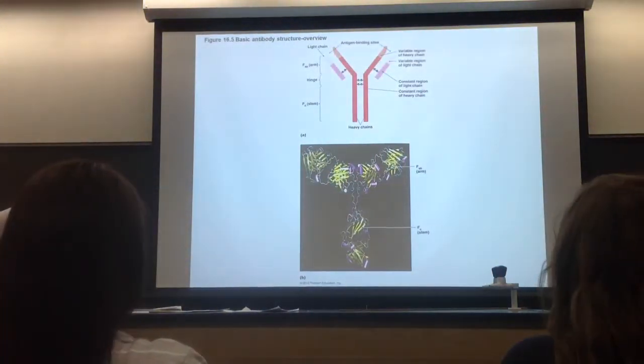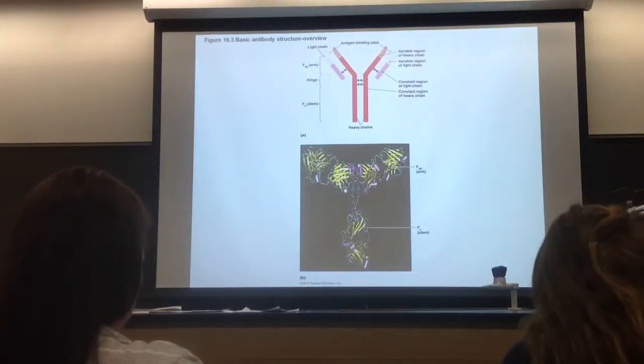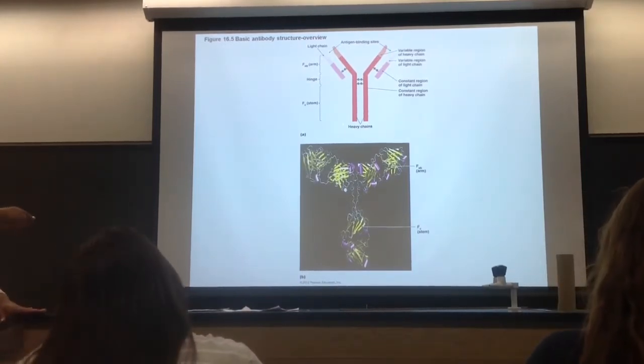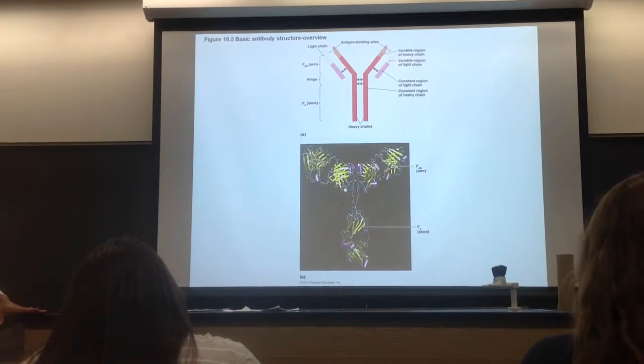Now, I talked about this stem, right? That stem is usually in the membrane. Make sense? If it's a what? BCR, correct? But it's now floating in your blood. That stem is called the FC region.